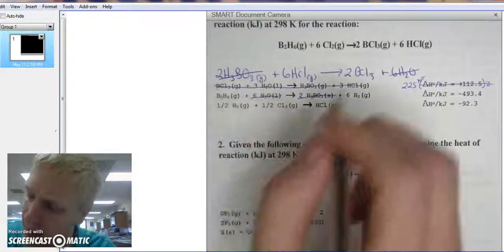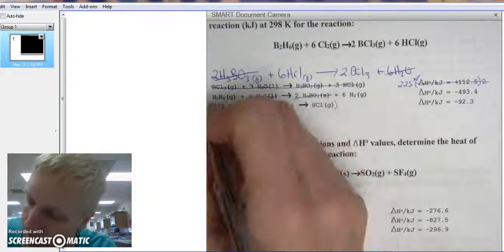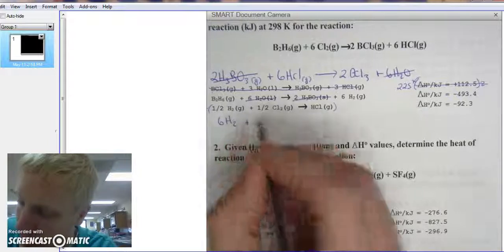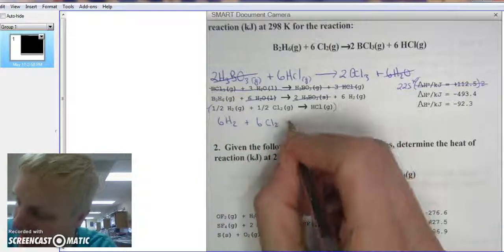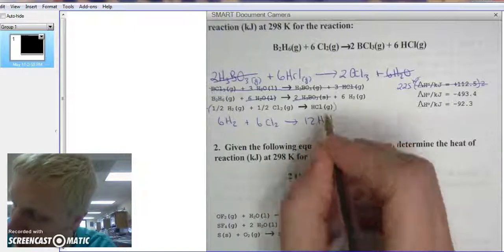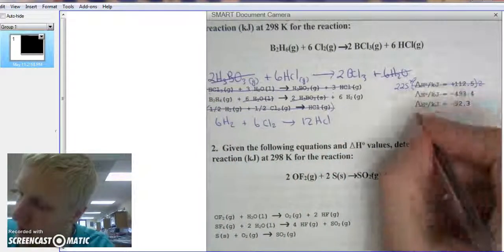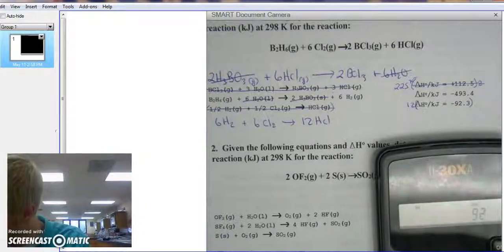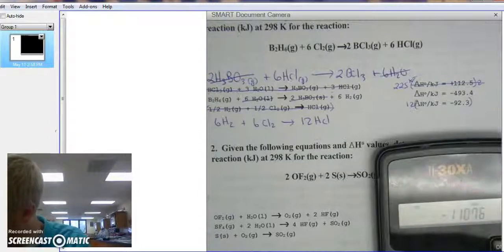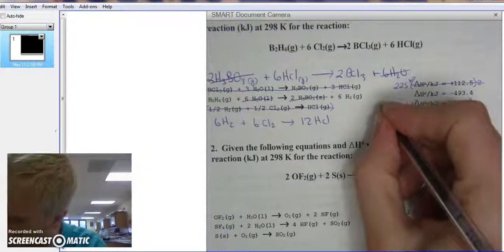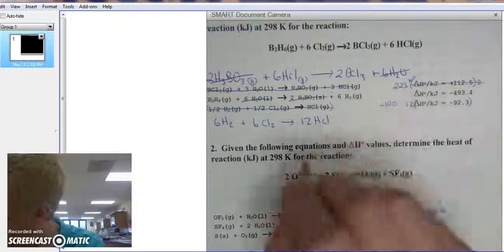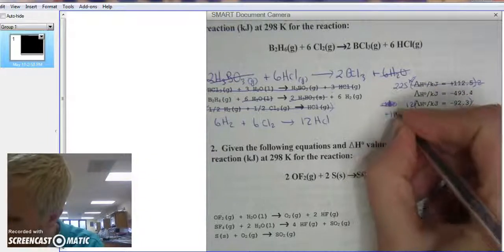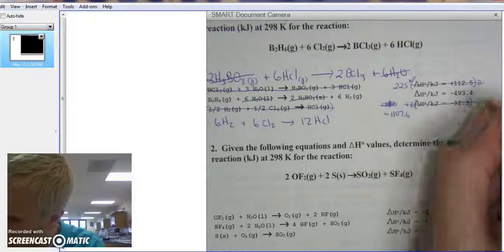So what times 1/2 gets me 6? I'm going to go with 12. So 12 times 1/2 is 6H2 plus 6Cl2 reacts to form 12HCl. I'm going to cross this out and multiply this by 12. Negative 92.3 times 12 gives me negative 1007.6, or 1107, sorry. Negative 1107.6. I'm going to cross that out.